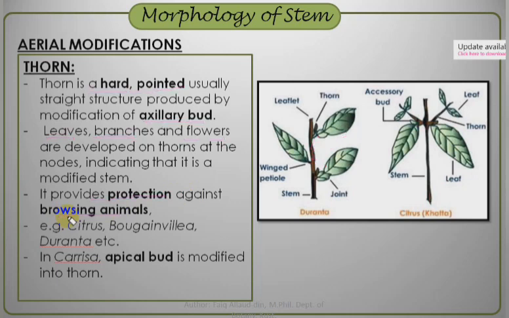A browsing animal is an animal that feeds upon plants. For example, citrus. Citrus is the family name of orange, lemon, etc. Bougainvillea, that is an ornamental plant. It has attractive leaves. It also possesses thorns. And Carissa are other examples of this thorn. So now you know that a thorn is actually a modified structure. It is modified from an axillary bud, and we call it an aerial modification of the stem. Now going to the next slide.